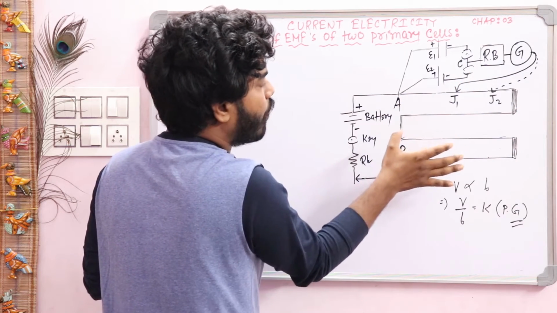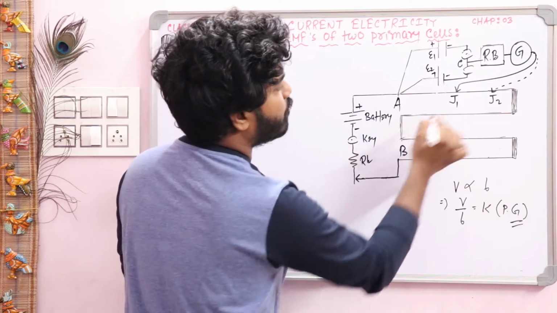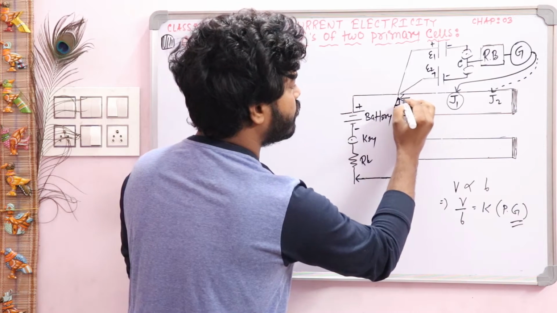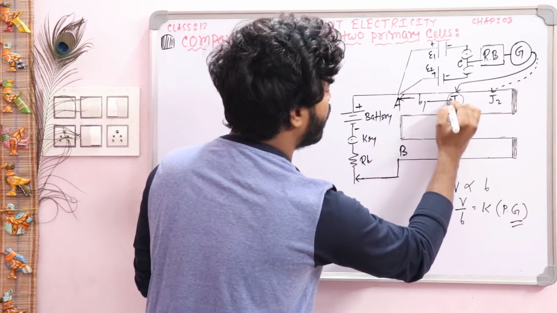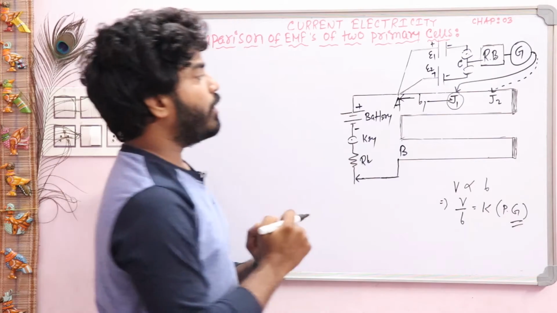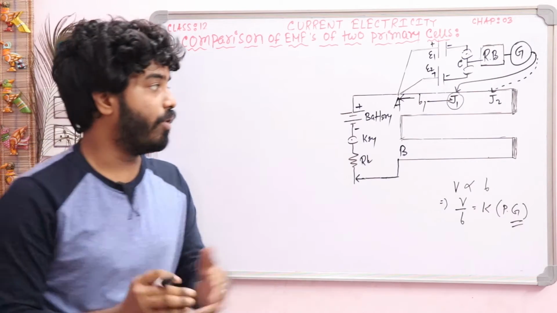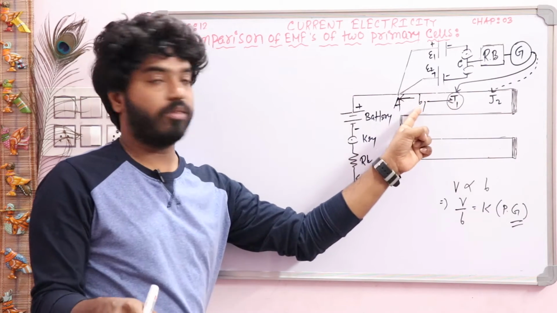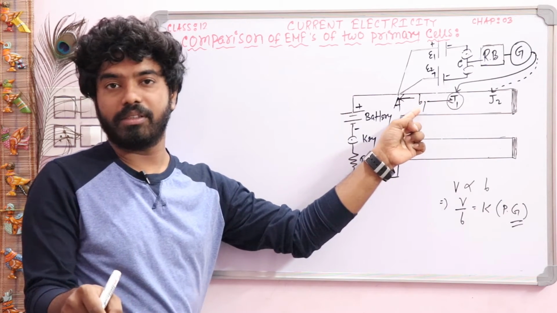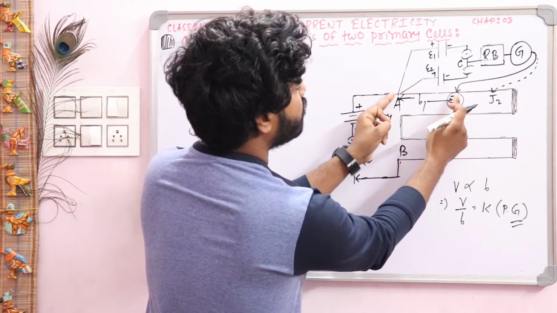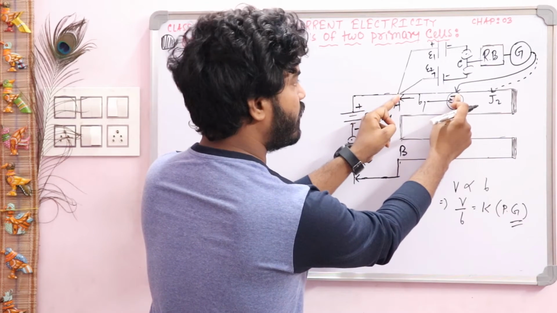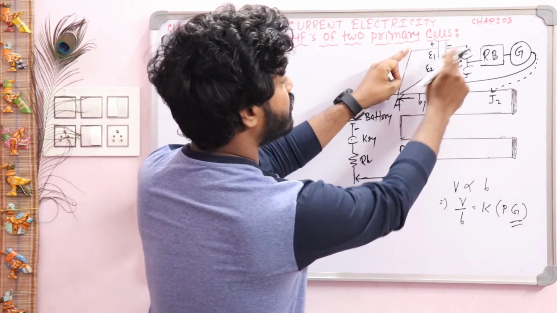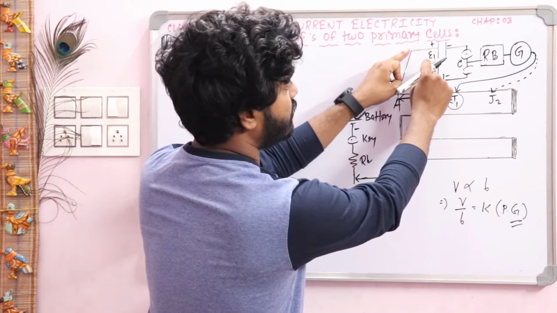Suppose your null point for this case is at point J1. So you consider the length of A to J1, that is L1. Now you know the basic concept, that the voltage drop across these 2 points is directly proportional to the length of this wire. This is the principle of potentiometer. Now the voltage drop across A to J1 is exactly equal to the voltage drop across these 2 points, because here cell C1 is connected.